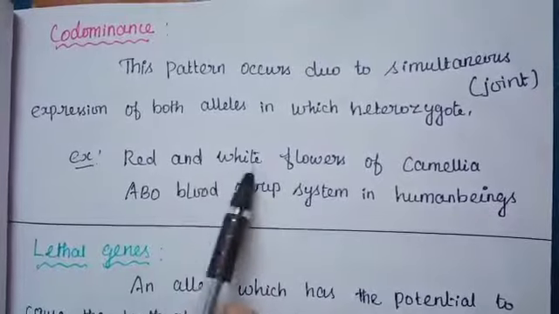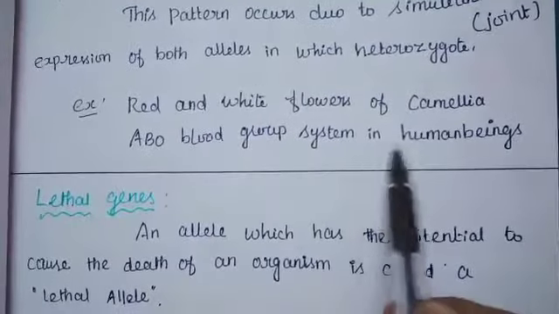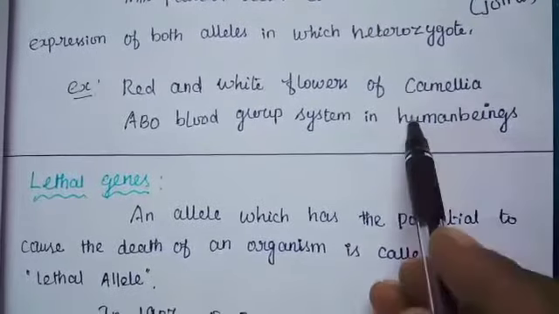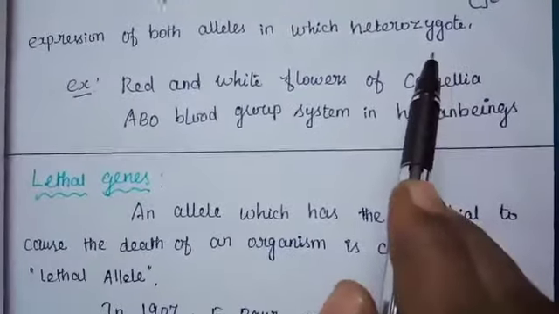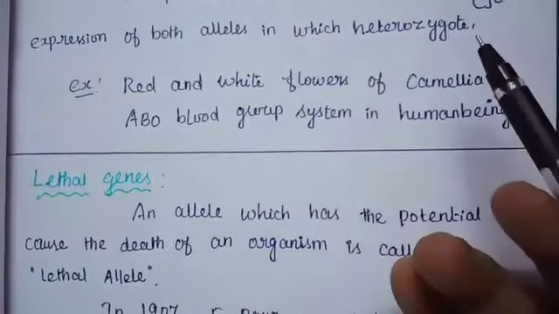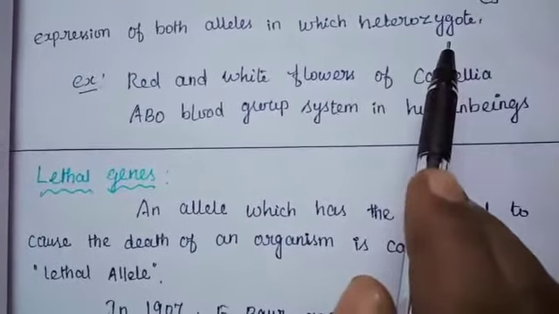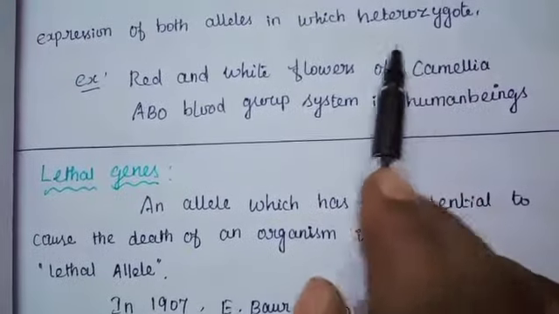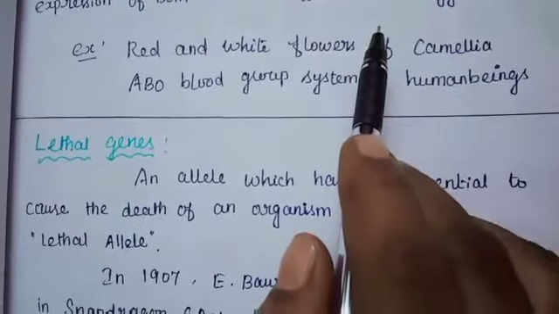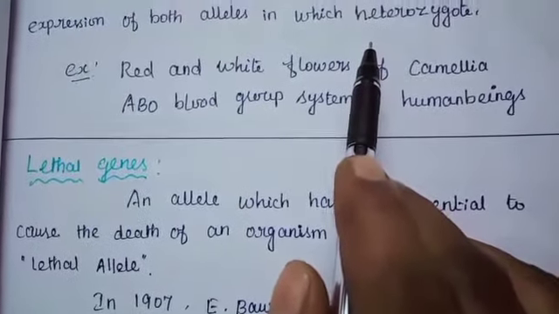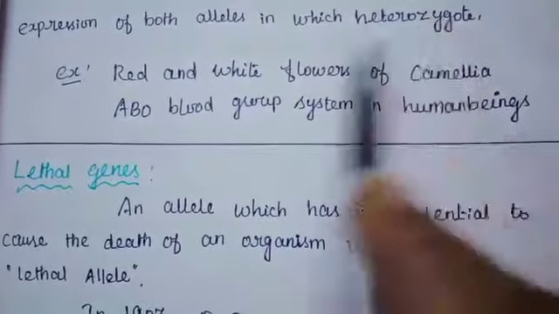Examples: red and white flowers of camellia, ABO blood group system in human beings. Codominance was demonstrated in plants with the help of electrophoresis or chromatography. You know very well the chromatography method, for protein or flavonoid substances. Example, Gossypium species, Gossypium hirsutum and Gossypium stocksianum, white cotton or rose cotton.